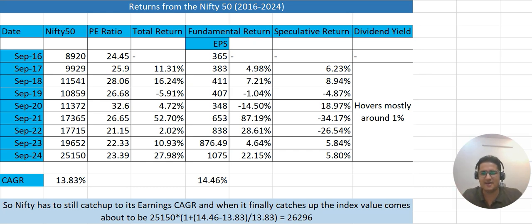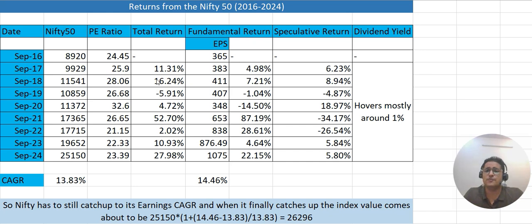So I have picked up a few data points from the past 7-8 years, and I hope I would be able to make you all understand why Nifty is not in a bubble right now. The total returns for Nifty majorly consist of three elements. First is the fundamental returns, which is due to the growth in the EPS, second is the speculative returns, which is due to the PE expansion or contraction, and third is the dividend yield.